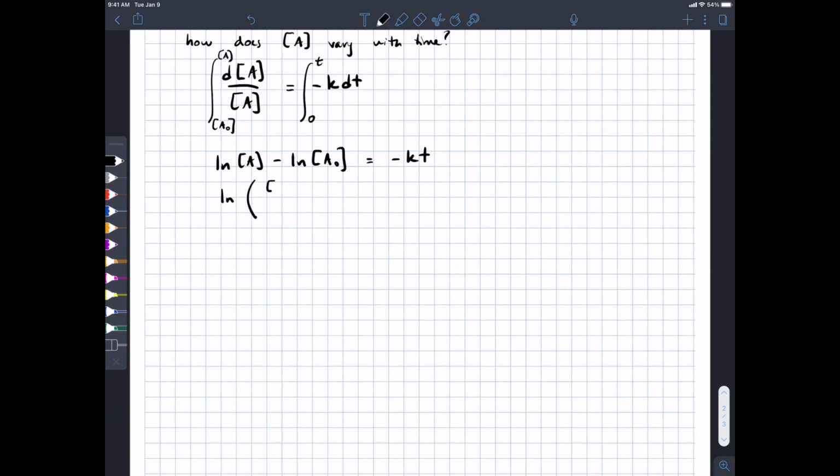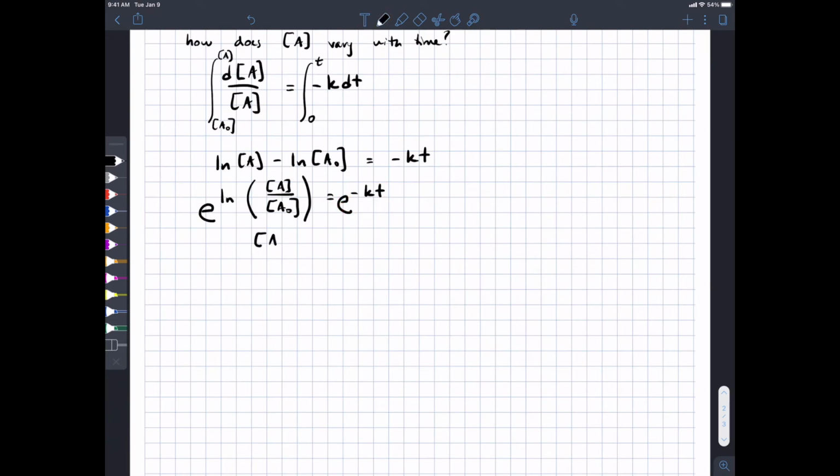We can rearrange what was written above as just the natural log of the ratio of the concentration of A at time t to the concentration of A at time 0, and that will equal minus kt. We can raise the number e to both sides of the equation. Since these two numbers are equal, if we raise e to this power, we should get the same number as if we raise the number e to this power.